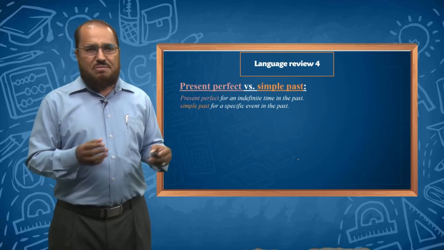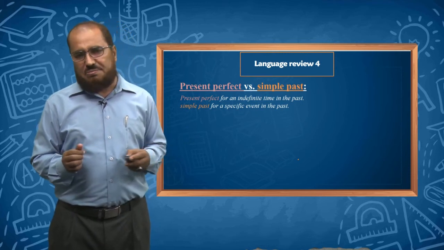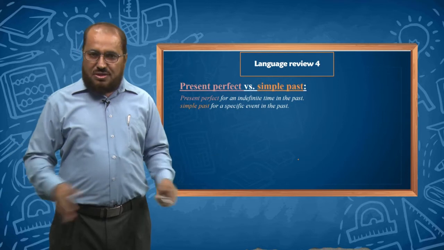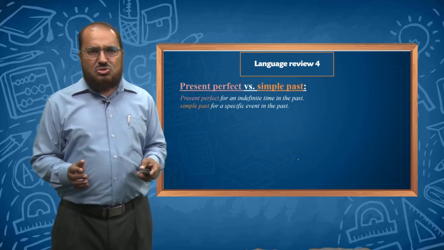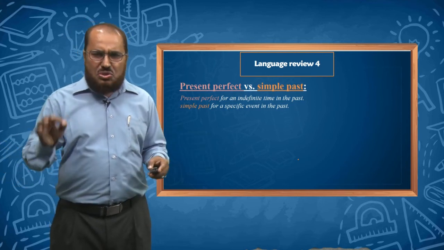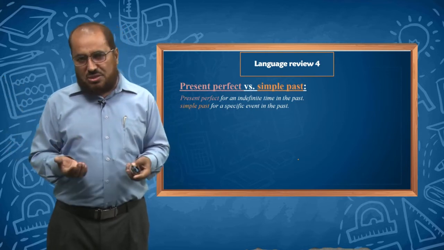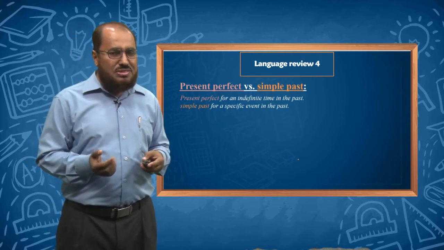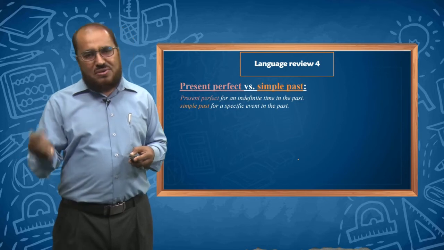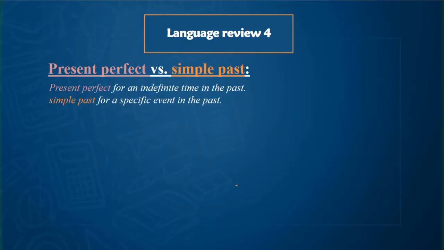Okay, let's compare present perfect and the past. Here's present perfect versus simple past. Present perfect generally is used for indefinite time in the past. No specific time, no known time, just something happened in the past, but you don't tell when. If you don't want to tell when, it is better here to use the present perfect. Whereas the past simple is for a specific event in the past. That is easy. You can now differentiate between the present perfect and the past simple.